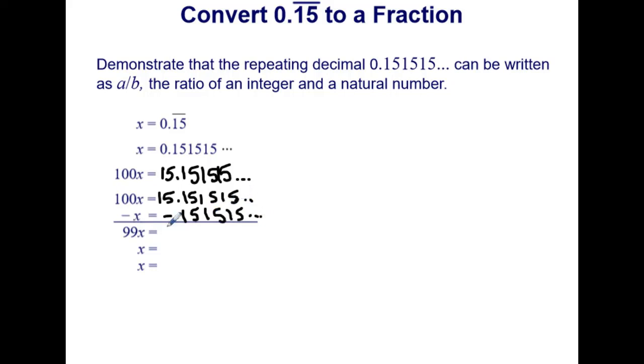0.151515, which essentially cancels out the repeating part, leaving just 15. So 100x minus x is 99x, so 99x equals 15. If we divide both sides by 99, we get 15 over 99, which can reduce by a factor of 3 to be 5 over 33.